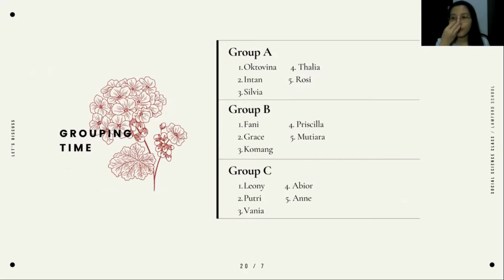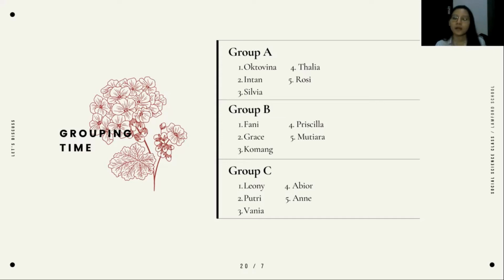All right, so for today's activity, I will divide it into three groups, and each group consists of 5 students. Okay, you can see your group members here. So for group A, we have Octo, Intan, Sylvia, Talia, and Rossi. So after you have known who your group members are, please sit together with your group members. And for group B, there's Fanny, Grace, Komang, Priscilla, and Mutiara. In group C, there's Leonie, Putri, Fania, Abior, and Anna.